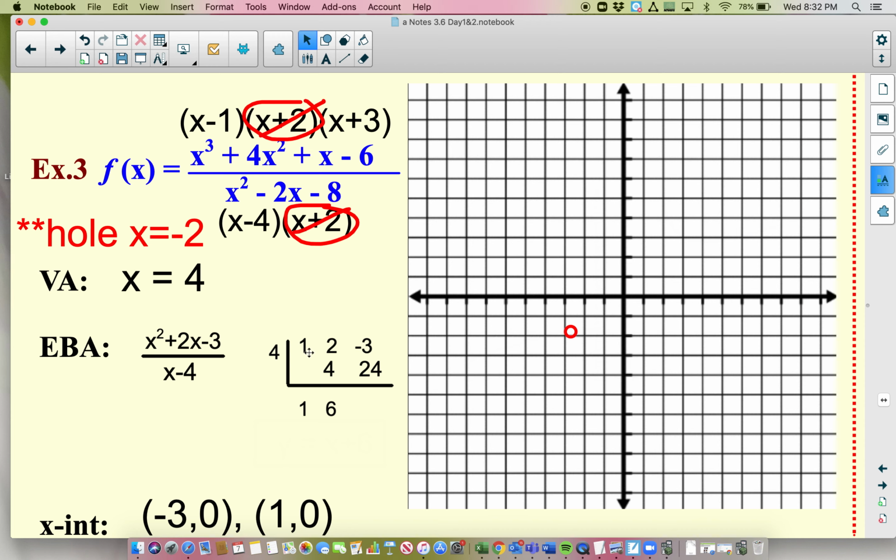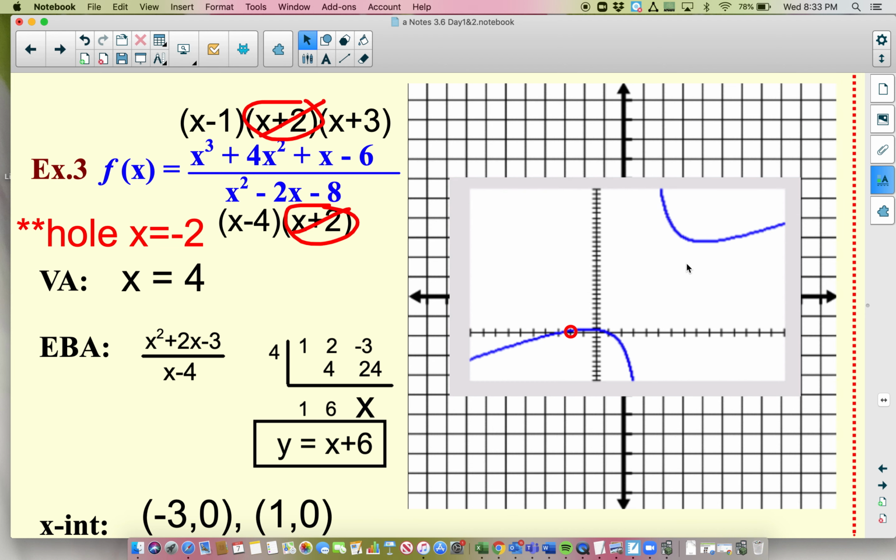So if I do synthetic from here off to the side, so I'm dividing by 4, coefficients are 1, 2, -3. And remember, I don't care about the remainder with the slanted asymptotes. So this is just y equals x plus 6. So, here's 6 and then slope of 1. So I'll have a slanted asymptote somewhere over there.